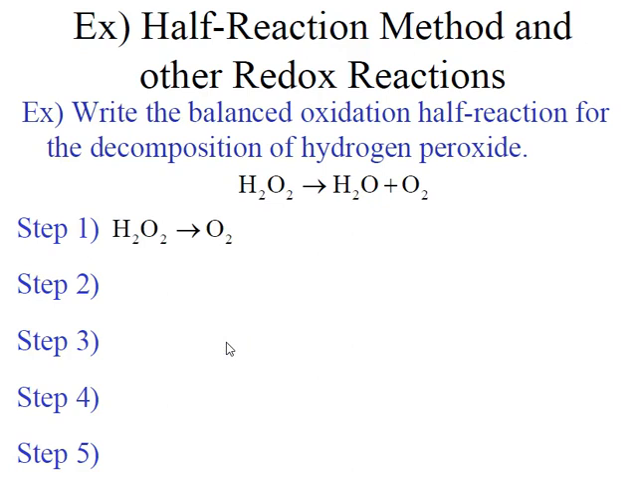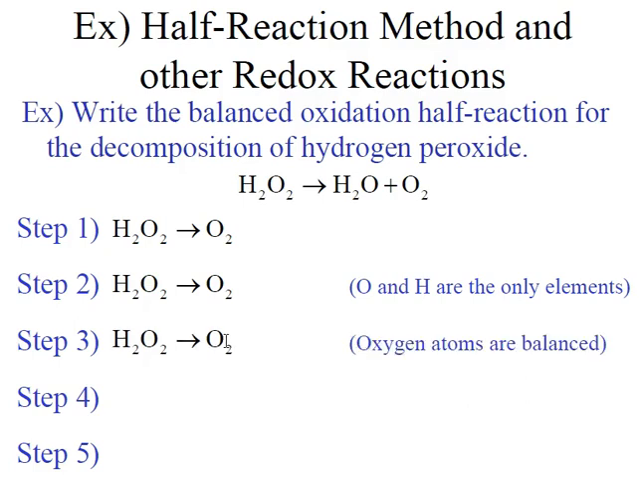All right. Our next step, step 2, is to balance any elements that are not hydrogen or oxygen, but that's all we have in this reaction. Step 3 is to balance the oxygens by adding water. Here we have 2 oxygens on the left and we still do have 2 on the right, so that's done. In step 4 we balance our hydrogens by adding H+. We have 2 on the left, so we'll need to add 2 H+ on the right hand side.